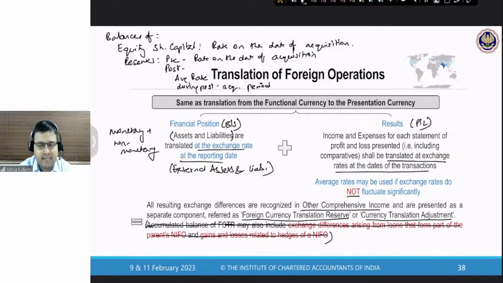So there is a certainty about the settlement in the foreseeable future, and because there is a certainty about the settlement, we used to take the exchange differences into the profit and loss. However, if I have a foreign subsidiary, this foreign subsidiary is not going to get settled at any time in the foreseeable future.